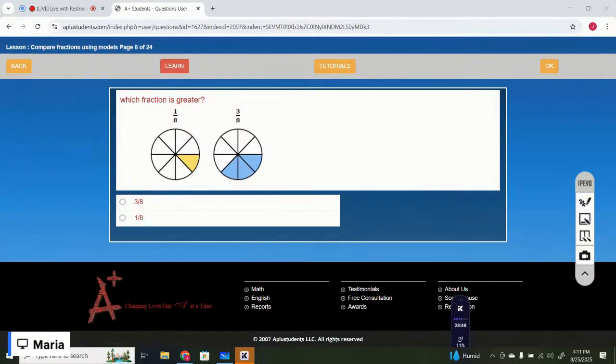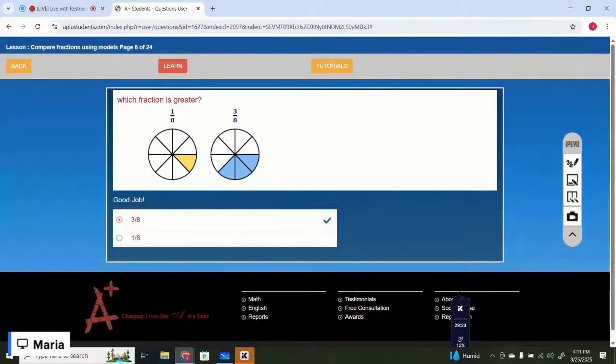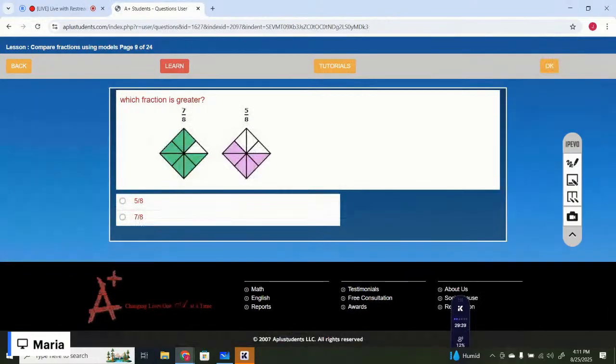The question is which fraction is greater? The one that has more portion colored is greater. Here we have 1, 2, 3 portions colored, and here we have only 1 portion colored. So 3 by 8 is greater than 1 by 8. Got it? The correct option is 3 by 8. I think you can understand now.